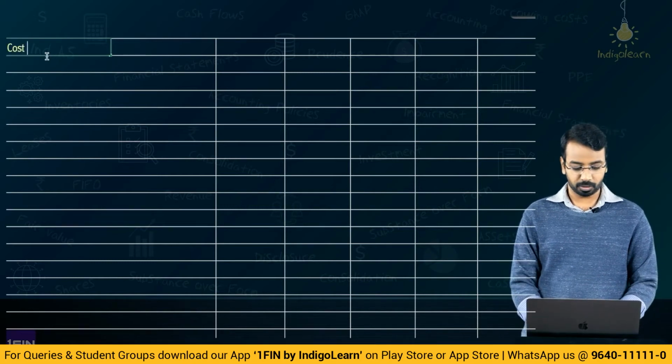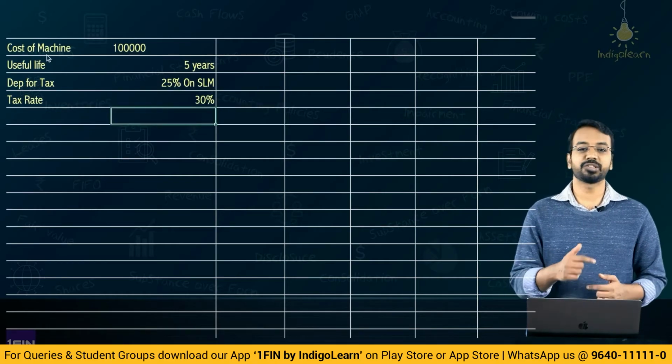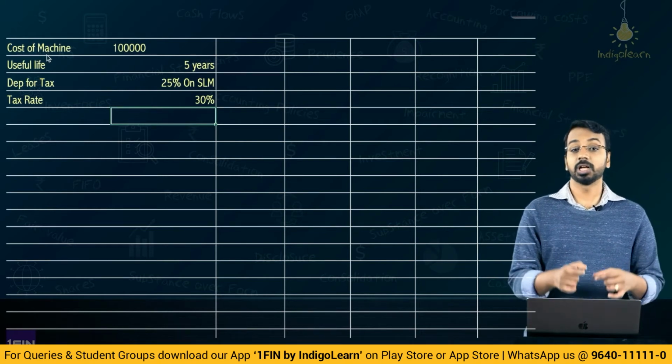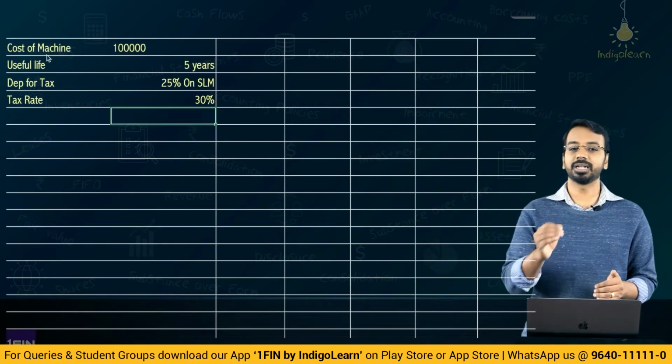So assume for a moment that the cost of machine is 1 lakh. Okay, then cost of machine is 1 lakh, useful life is 5 years, depreciation for tax is 25% on SLM basis, tax rate is 30%. Okay, now considering these facts, we will calculate the carrying amount as per books, we will calculate the tax base, we will check whether there will be a deferred tax asset or a deferred tax liability, and we will ultimately compute the deferred taxation impact.